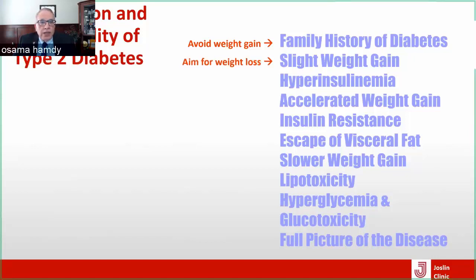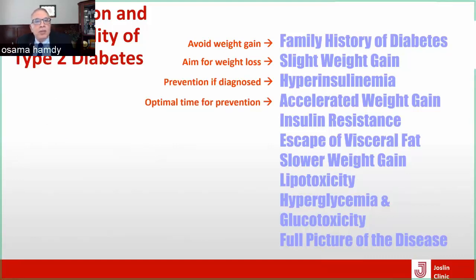At a slight weight gain, aim for weight loss. Don't let the 20s or 30s of age lead to those slight weight gains, especially if you have a family history. When you have hyperinsulinemia, prevention can be effective if this stage is diagnosed. Very, very important. Accelerated weight gain is definitely the optimal time to know that you are heading toward a catastrophe, and this is the best time for optimal weight loss.